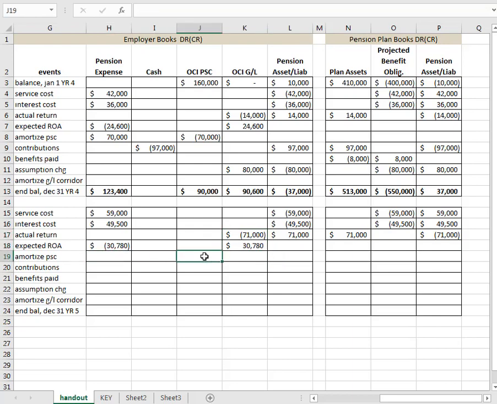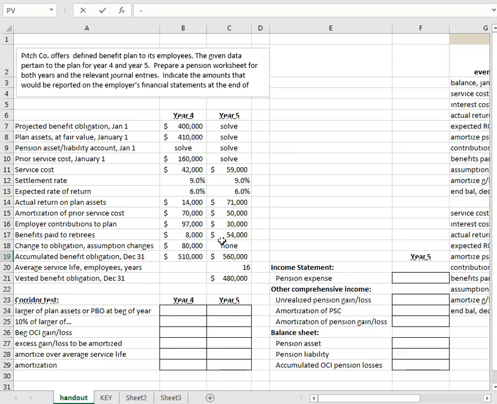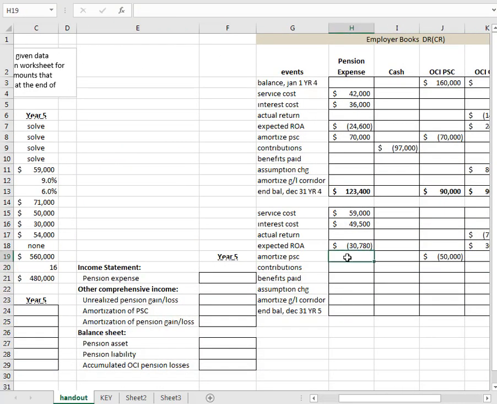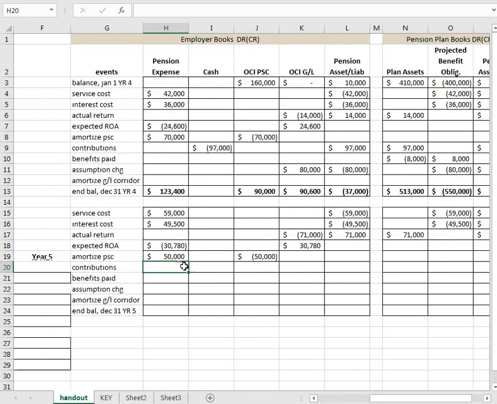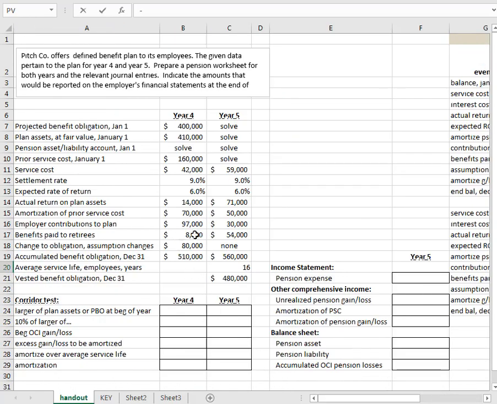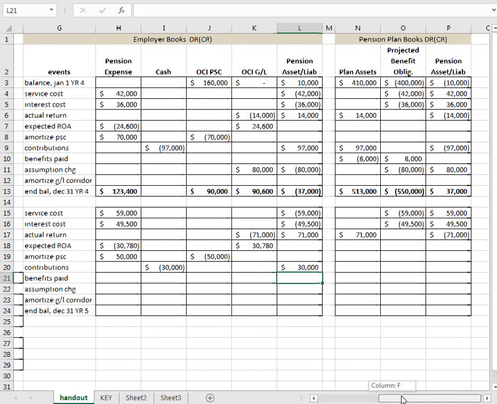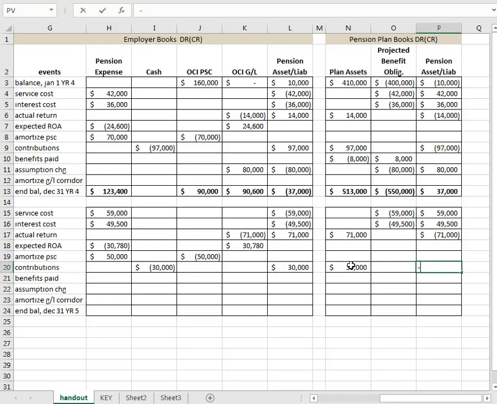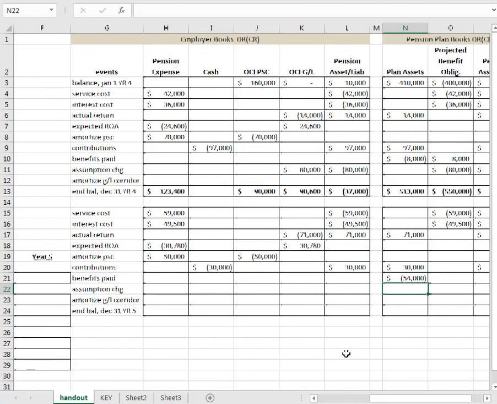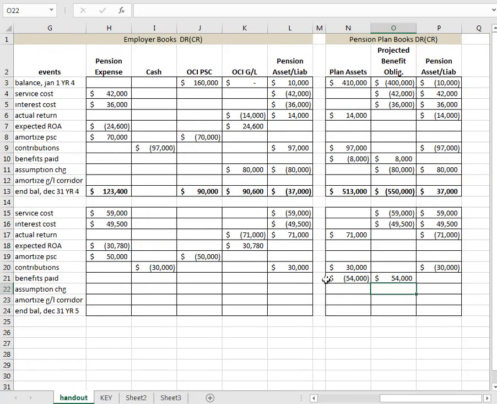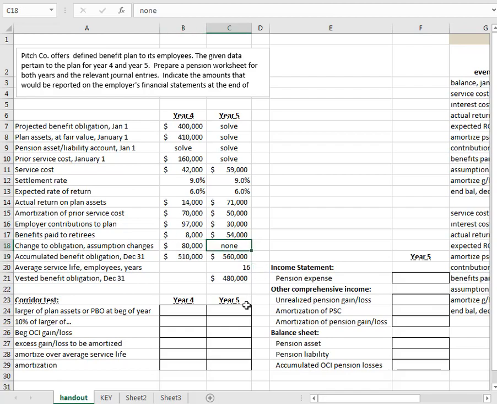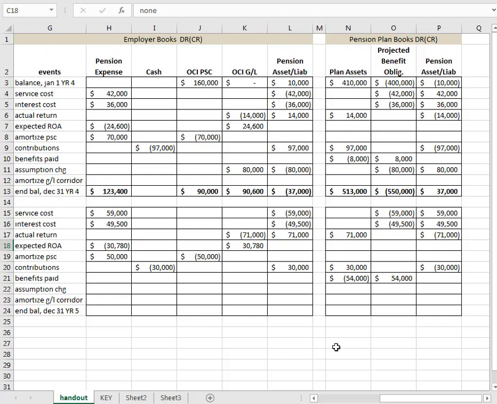All right, amortizing the prior service costs, so they give us that. There we go. And that's going to go into pension expense and additional pension expense contributions. It's going to be a reduction to cash and to the asset liability account. And then it's coming into assets. Benefits paid is going to be a credit against the assets. That's a pretty big difference in benefits paid. And then a debit to liability, and then there's no change to net assets for that. There were no assumption changes in year 5, and there don't have to be. This grid just has a space for every possible thing, so that doesn't mean that there is one.